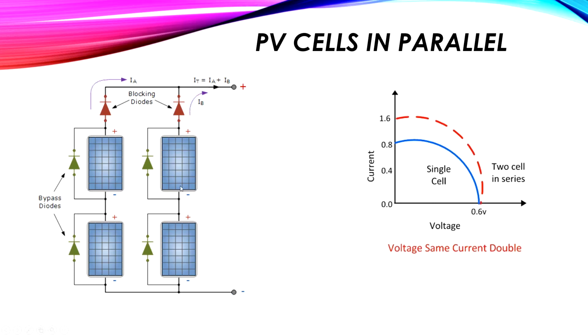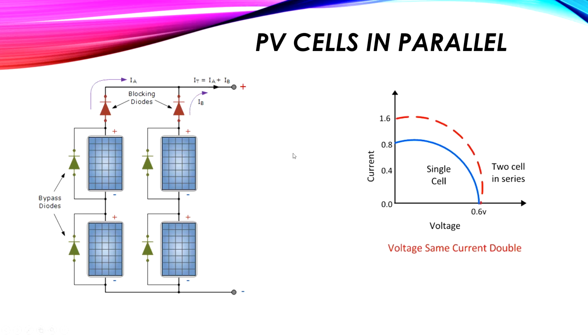So when these two cells are in parallel, the total current increases. It will be IA, the current of the first string or first line, plus the current of the second line, IA plus IB. So when we connect two cells in parallel, you will find the total current increases to double, since they are identical to each other. So 0.8 will become 1.6, but the voltage will be the same since they are in parallel.